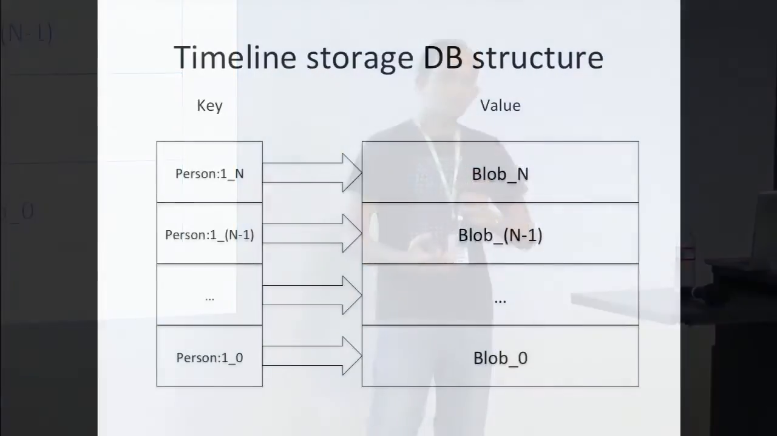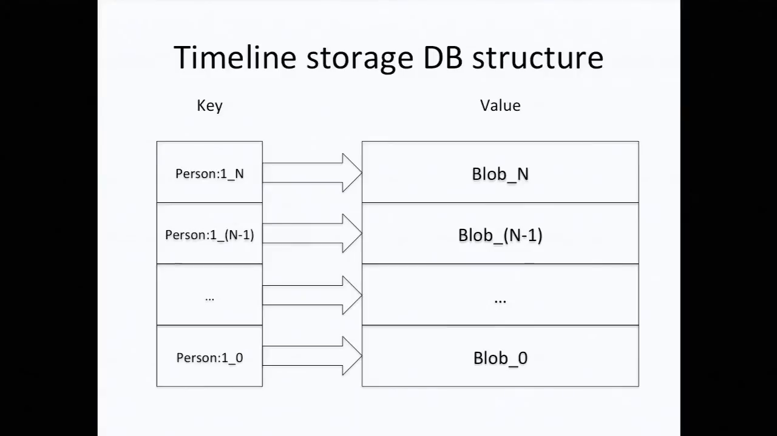Now I will take a deep dive inside the timeline database and how we store this timeline data inside. Data for a particular timeline is stored into multiple blobs. Taking again the example of person 1, person 1's data is stored in n blobs, and the keys for these blobs are person1_n corresponding to blob n, person1_(n-1) corresponding to blob n minus 1, and so forth. Blobs over here are just byte arrays.